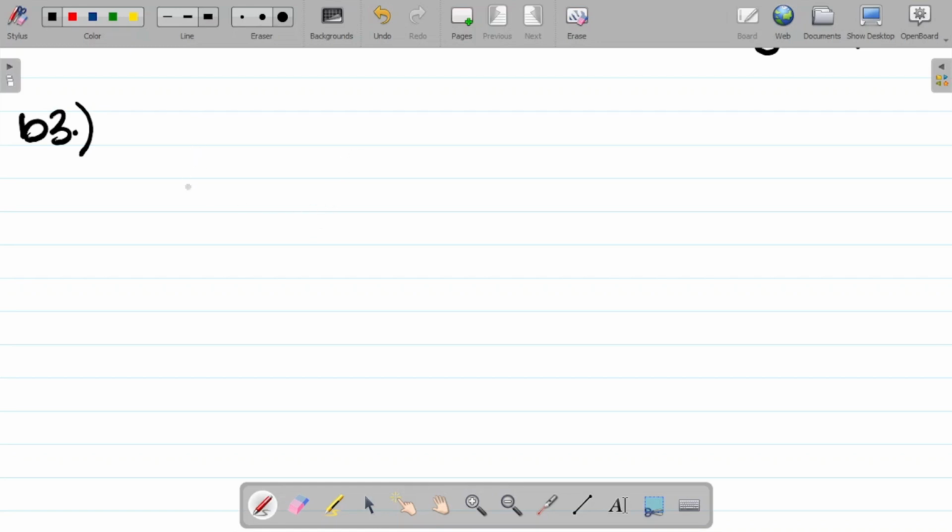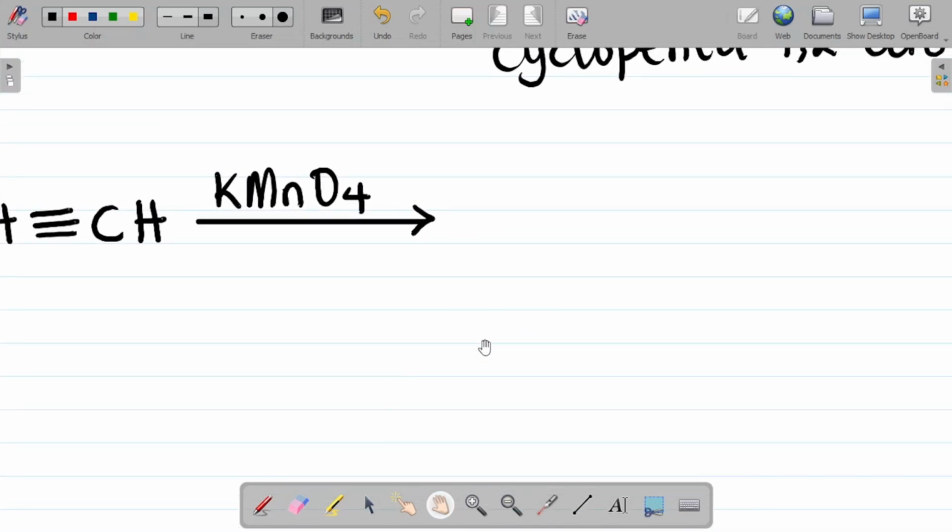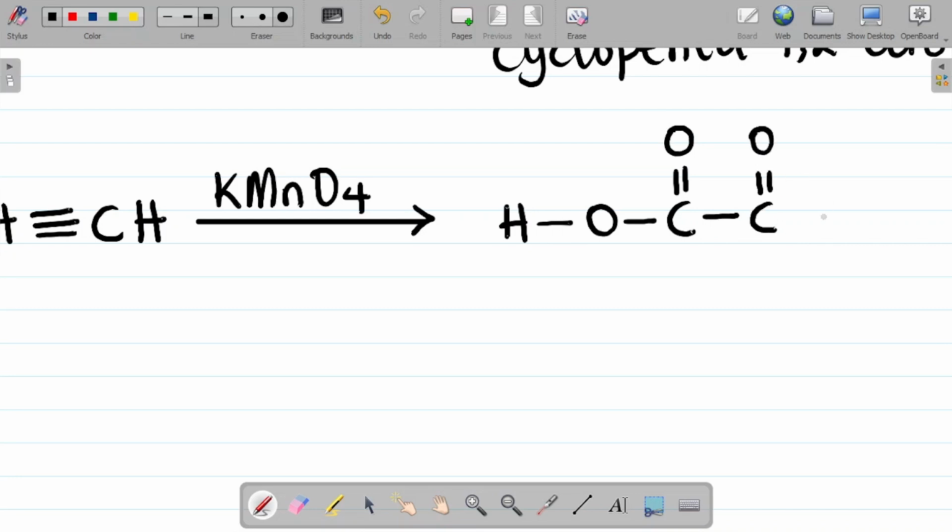First things first, let's get ethyne. Ethyne is simply CH triple bonded to CH. So if ethyne combines with permanganate, I've said before that permanganate is usually used as a catalyst, so it becomes KMnO4. If I react this, what will be my product? My product in this case would be H single bonded to oxygen, single bonded to carbon, double bonded upwards to oxygen, single bonded to carbon, double bonded upwards to oxygen, and then oxygen and hydrogen. That will be my product.